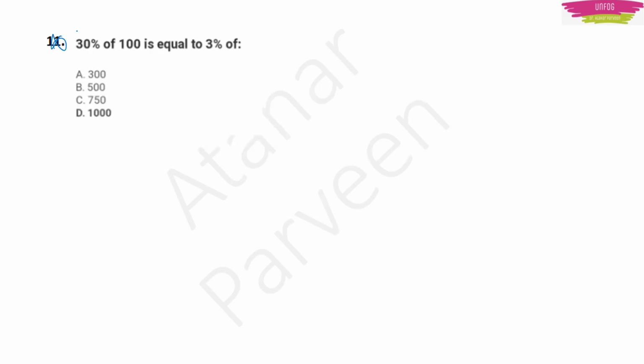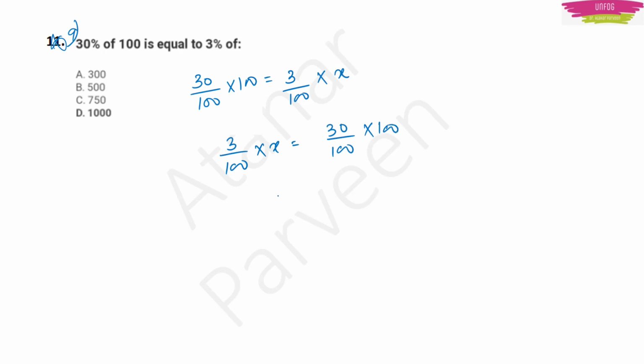Next question. This should be question number 9. 30% of 100 is equal to 3% of what? This is very simple, right? 30% can be written as 30 by 100 into 100 is equal to 3% of what? 3% means 3 by 100 of some X. We don't know what it is. Now I can write it like this also. 3 by 100 into X is equal to 30 by 100 into 100. Or if I directly cancel from here only 100, 100, 3 and it will be 10. My X will be 1000. So option D will be the right answer. Okay.